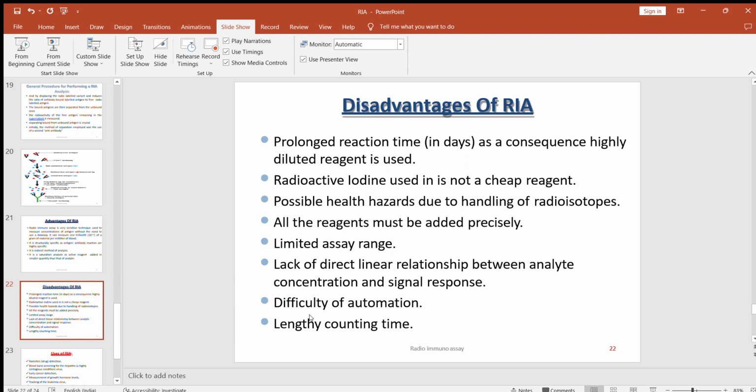Next one is the disadvantages of RIA. It requires prolonged reaction time in days. As a consequence, highly diluted reagent is used. Radioactive iodine used is not a cheaper reagent. Possible health hazards due to handling of radioisotopes may take place. All the reagents must be added precisely. Limited assay range. Lack of direct linear relationship between analyte concentration and a signal response. Difficulty of automation and lengthy counting time is needed. These are the disadvantages of RIA.